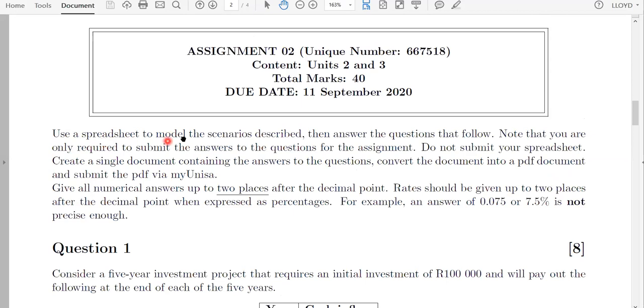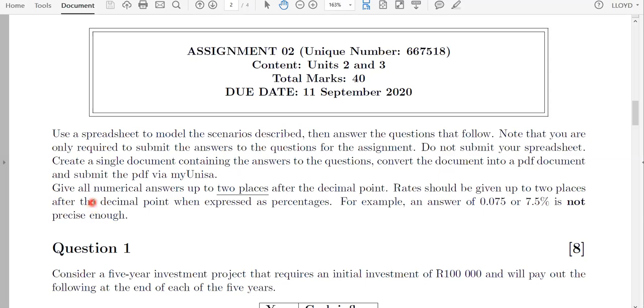Use a spreadsheet to model the scenarios described, then answer the questions that follow. Note that you are only required to submit the answers to the questions for the assignment. So even though you're going to work in the spreadsheet, you are only required to submit the answers. Do not submit your spreadsheet. Create a single document containing the answers to the questions. Convert the document into a PDF document and submit the PDF via MyUNISA. So you're going to work with Excel, then transfer from Excel to Word, then from Word you can convert it to PDF for submission purposes.